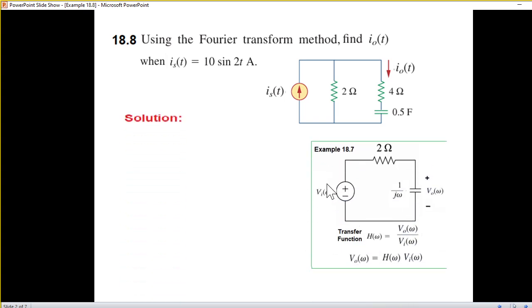As we have done in the previous example 18.7, first of all we found the transfer function, which was V_out(omega) over V_in(omega). So in our case now we have currents given, so we'll find H(omega) in terms of currents. The transfer function will be I_out divided by I_in.